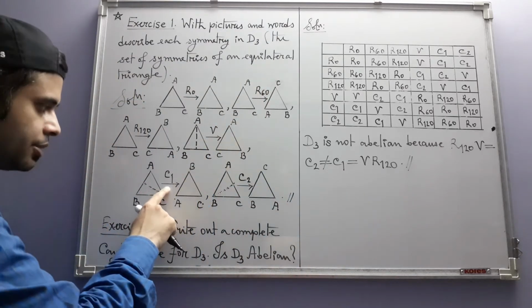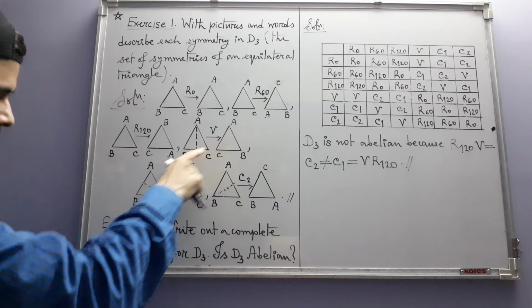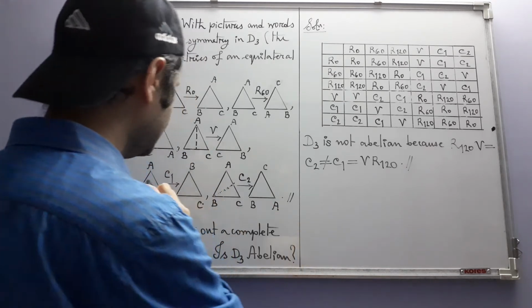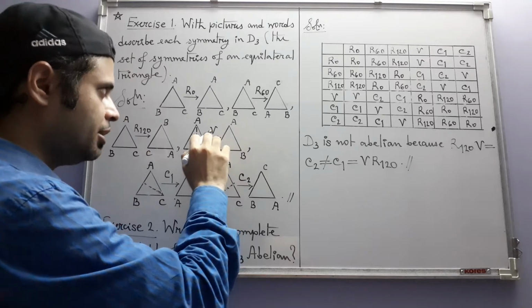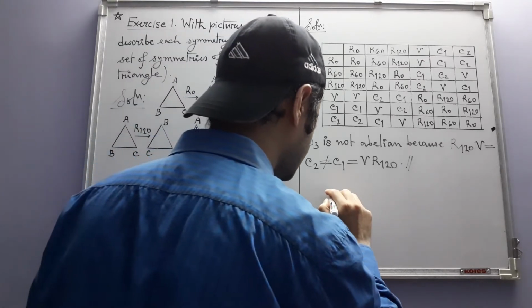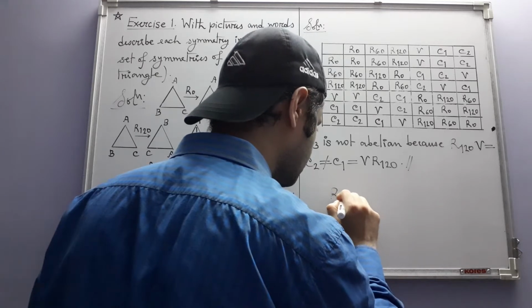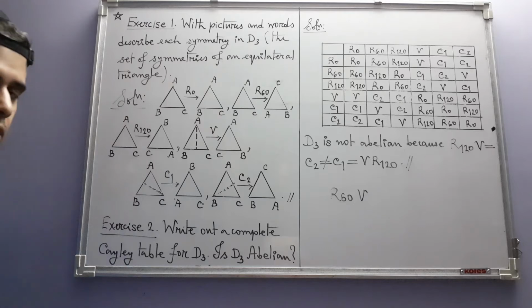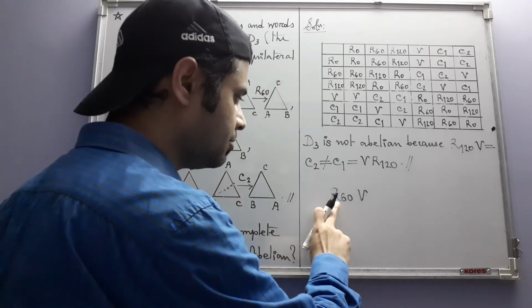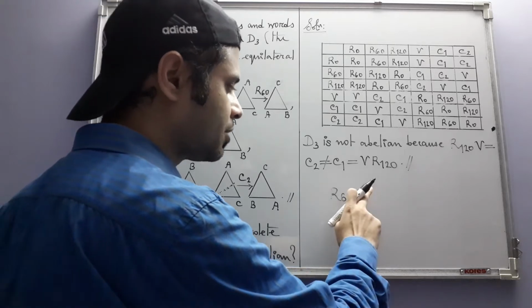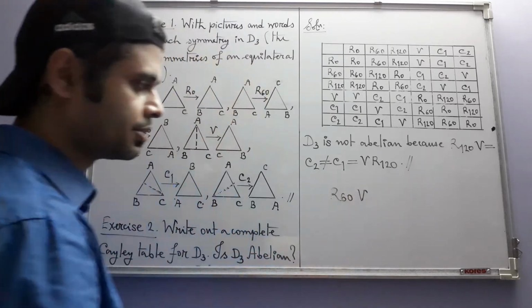Here, for example, you can see from the way we have described it, C1 is actually V followed by R60. We will write that like this: R60V. R60V does not mean you perform R60 first and then V. It means you perform V first and then R60.